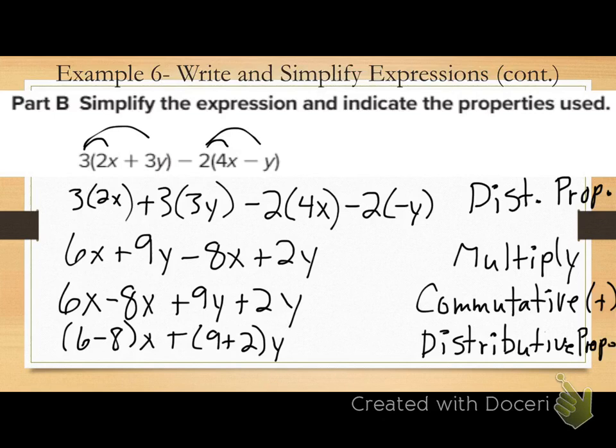And then, what's 6 minus 8? Negative 2. Negative 2x. 9 plus 2. 11y. And the book just uses the term simplify here. I'm trying to use the words you might see on your assignment. Okay? So here, are there any more like terms? No. Do I have any parentheses? No. Is there anything else I can do here to simplify this expression? No. That's my answer. We okay with that on example 6, part B? Any questions, comments, concerns? All right.